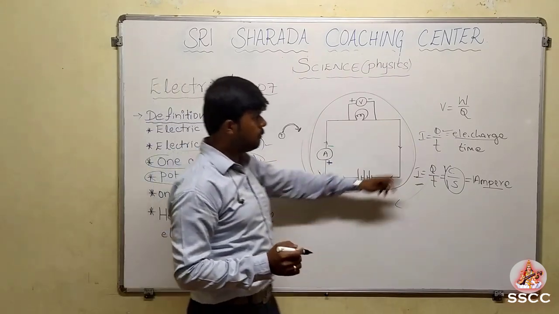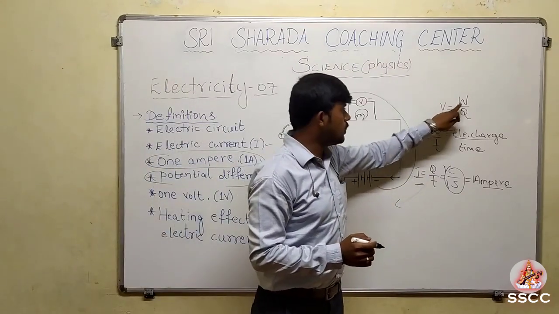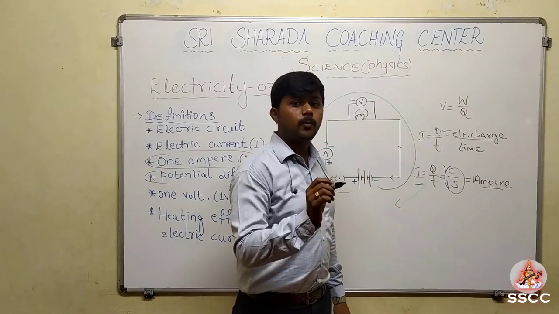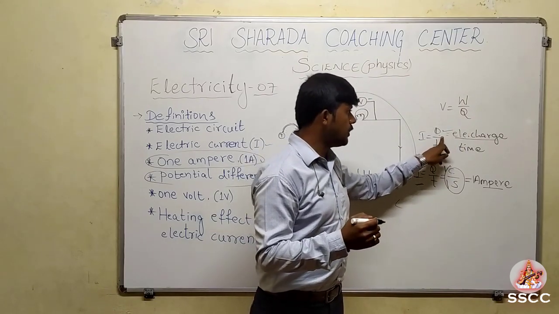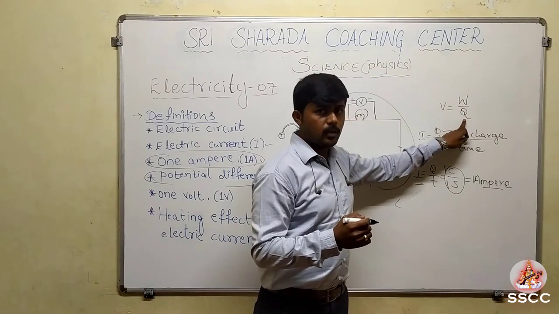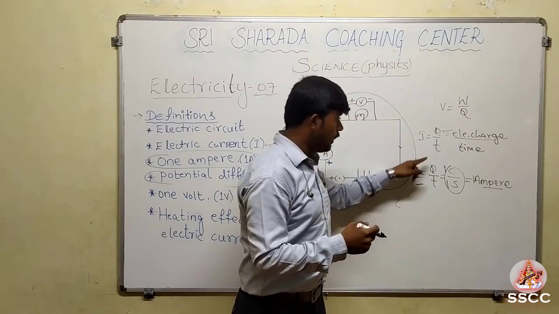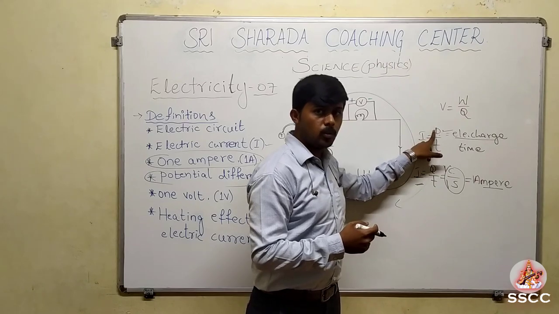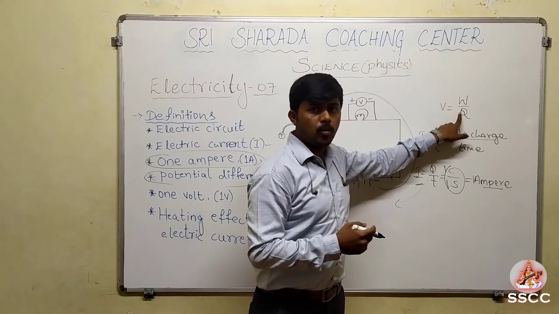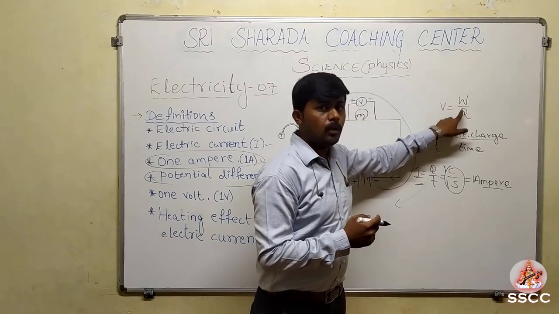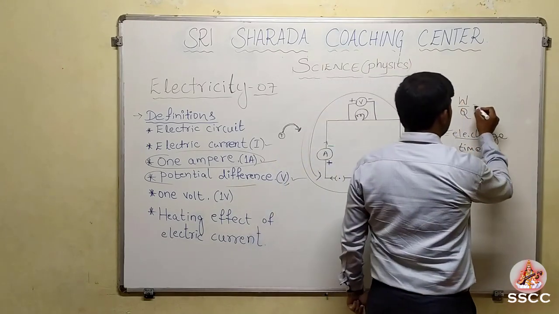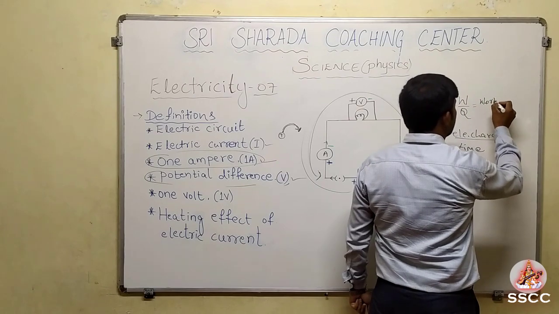Then what is meant by V? We know it is the potential difference. What is meant by W? W is work done. And what is meant by Q? As we know earlier, it is electric charge. It is in the denominator. Now you may get confused here. In electric current, we have Q in the numerator, but here Q is in the denominator. V is equal to W divided by Q, where W is work done and Q is electric charge again.